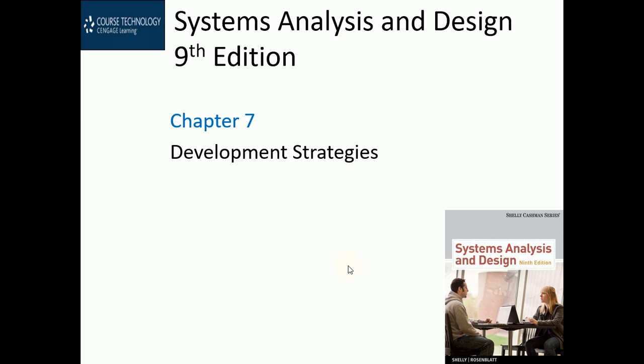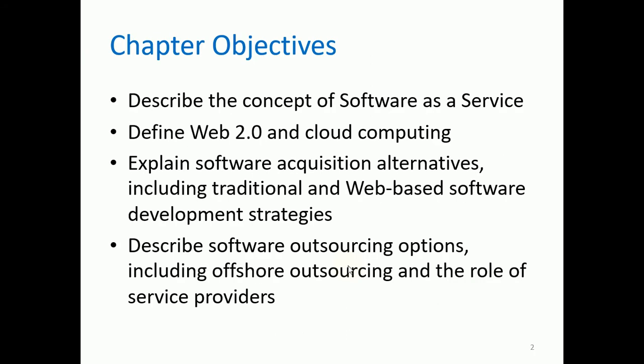So we are already in the seventh chapter of Systems Analysis and Design, and this chapter is all about development strategies. So let's start with what we are going to learn in this chapter. The chapter objectives for chapter 7 are: describe the concept of software as a service, define Web 2.0 and cloud computing, and explain software acquisition alternatives, including traditional and web-based software development strategies.